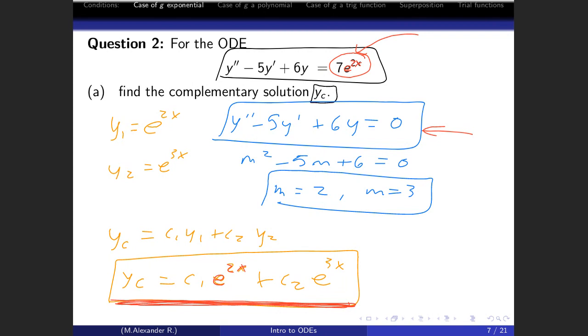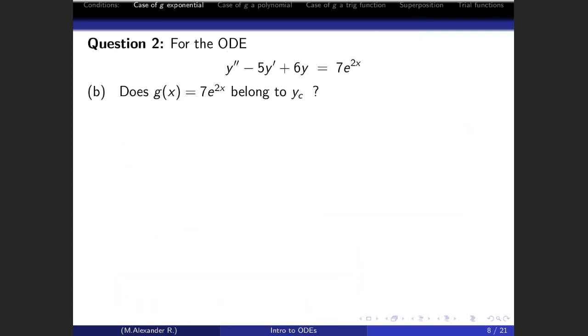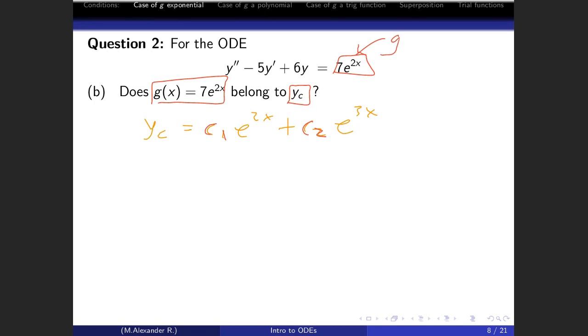Now that is related to the part B question here. Part B is asking us, does the g function belong to the complementary solution? Let me write down again the complementary solution, which was c1 e to the 2x plus c2 e to the 3x. The question is asking the following: are there any values for c1 and c2 that, if you choose those values, will make the yc function equal to the g function?